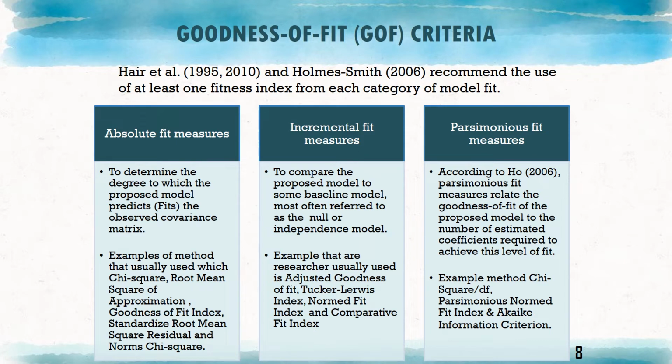According to Ho in 2006, parsimonious fit measures relate the goodness of fit of the proposed model to the number of estimated coefficients required to achieve that level of fit. Example methods that are usually used are chi-square over degrees of freedom, parsimonious normed fit index, and Akaike information criterion.